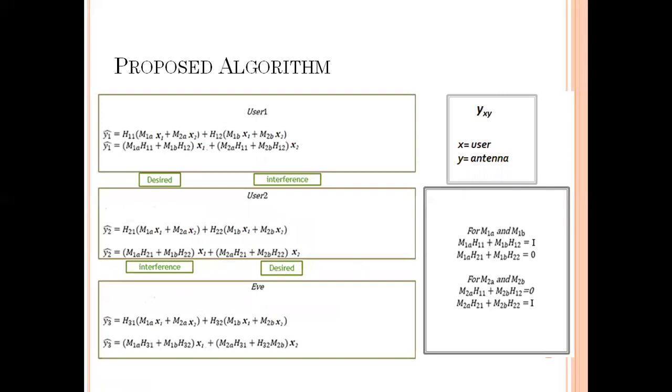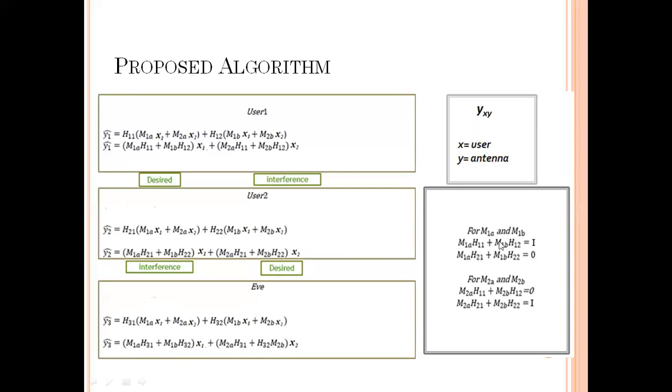The combined received signal at user 1 is the received signal from antenna 1 and antenna 2, and here we have separated the data of x1 and x2. The x1 is the desired term for user 1, while for user 2 the x2 is the desired term, while the first term is the interference term and it can be denoted with the zero matrix. For the eavesdropper, both the terms are desired. So the notations are given here as follows.